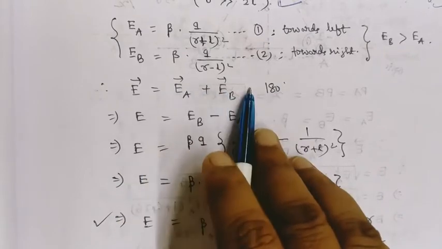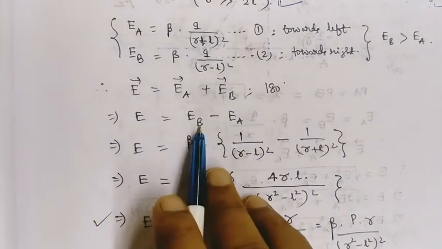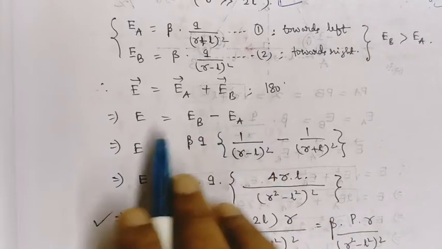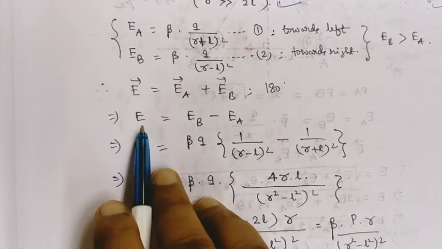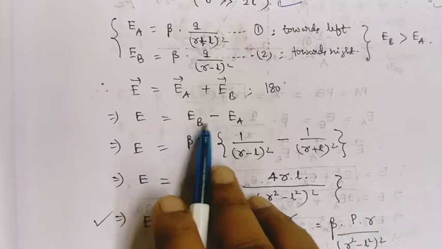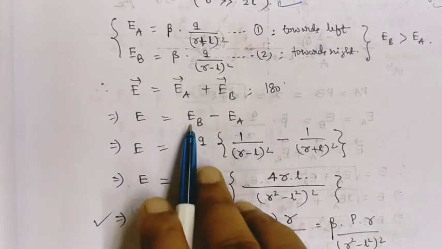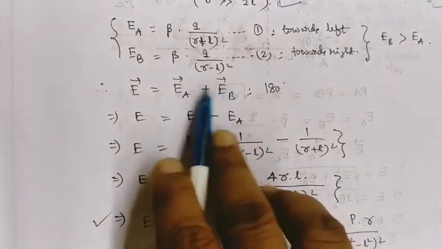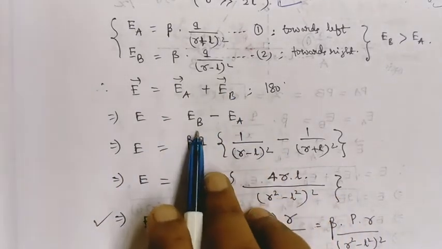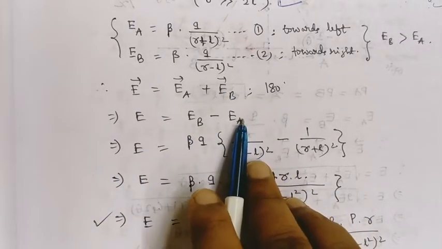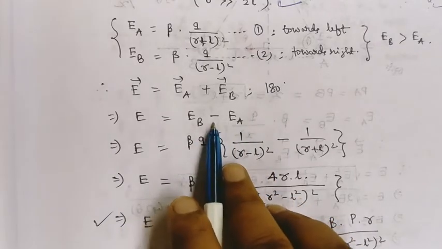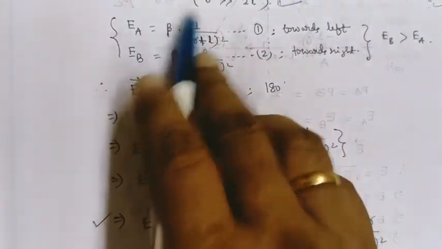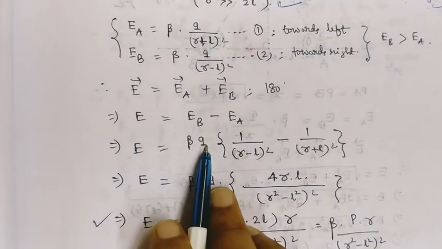That means anti-parallel. Now using the vector law of addition, in class 11 vector analysis we know that the magnitude of a resultant vector will be the difference of the magnitudes of the two vectors. EB is larger, that's why EB is written first, and then EA. As the two vectors are anti-parallel, the formula is EB minus EA. Are you clear why I have written minus? As the vectors are anti-parallel.